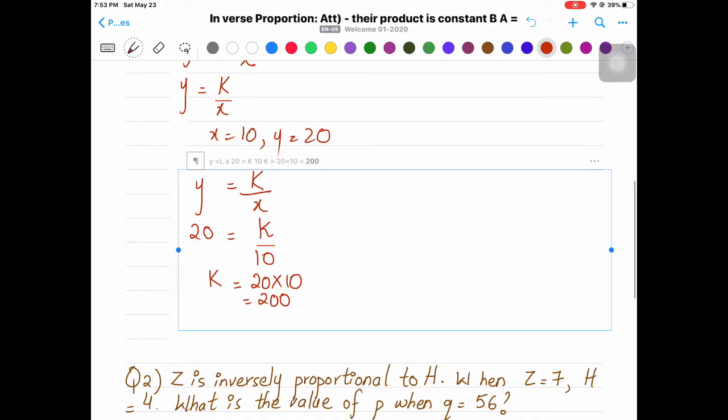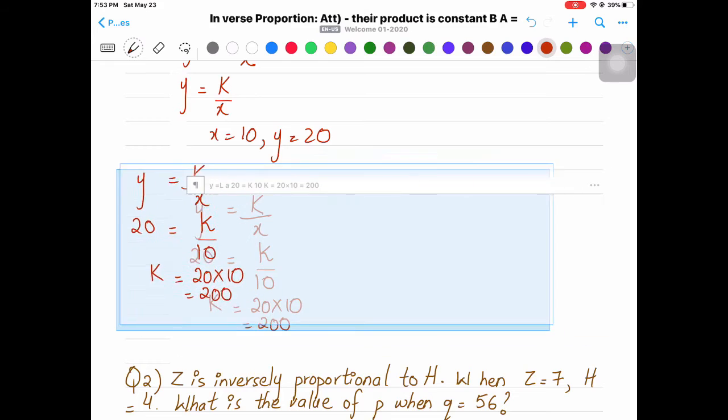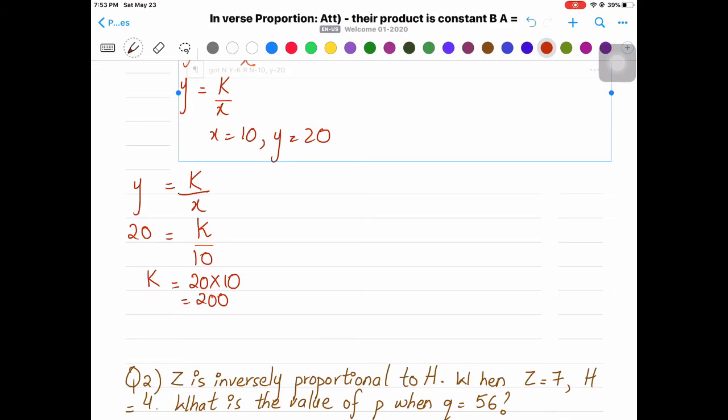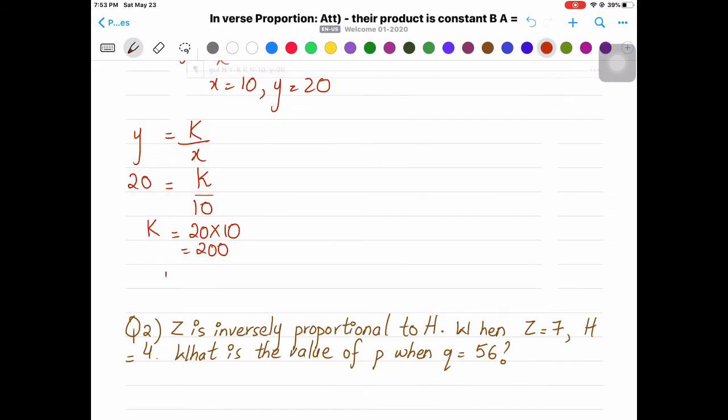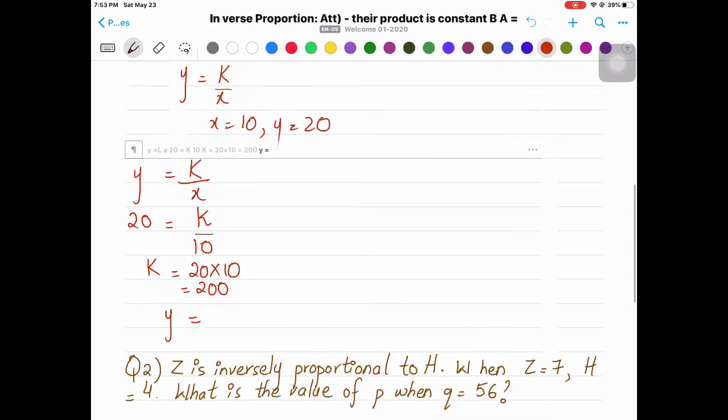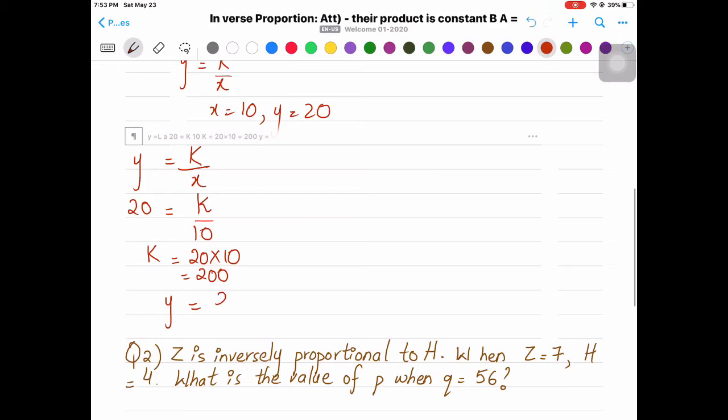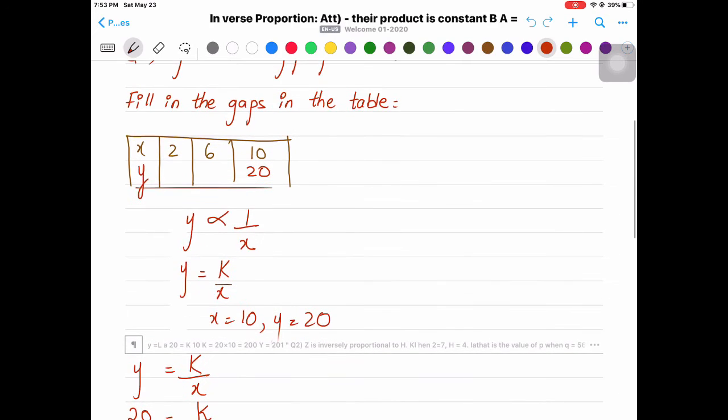So our general equation will become y is equal to 200 over x, 200 divided by x. So that means that we can use this equation to solve any and every question that they throw at us. So let's use this equation to solve one of these two.